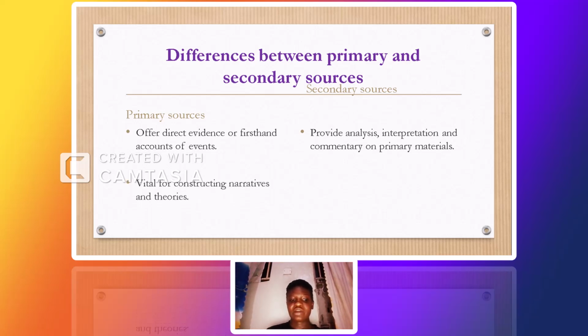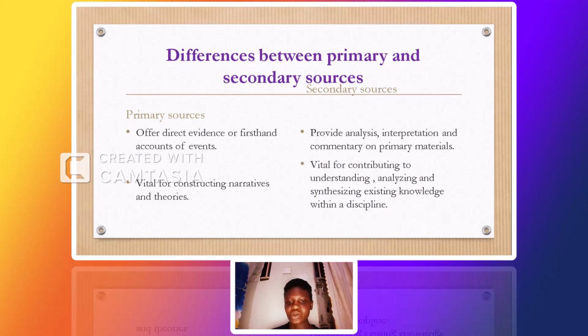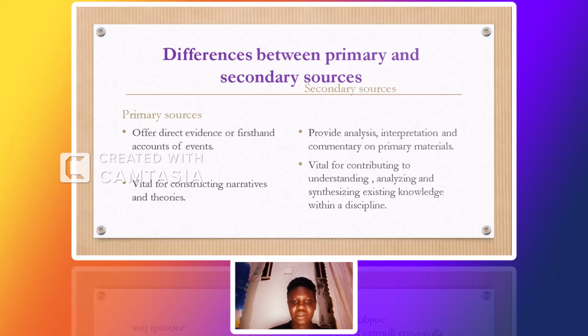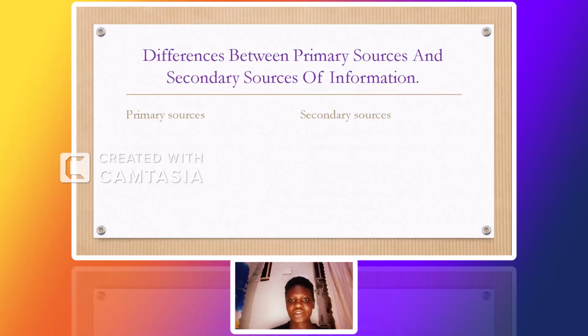Another one is that primary sources are vital for constructing narratives and theories, because theories, you look at them, are exact assumptions. While secondary sources are vital for contributing to understanding. They just contribute to your analyzing power and synthesizing existing knowledge within a specific discipline, maybe science, for research, and many others.